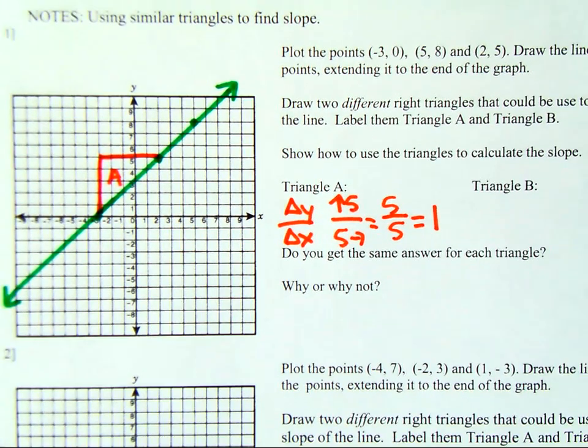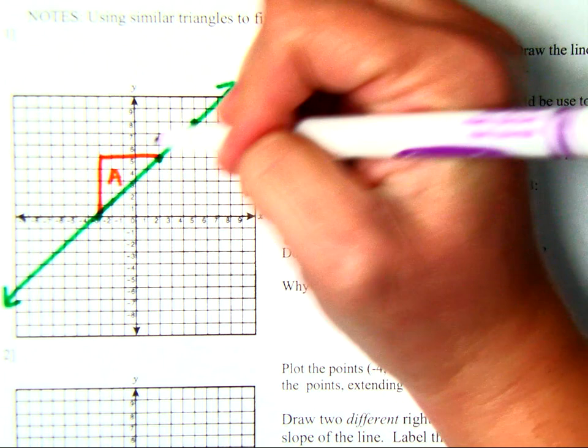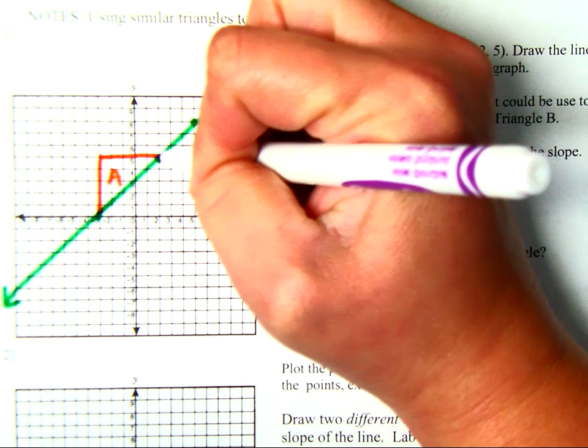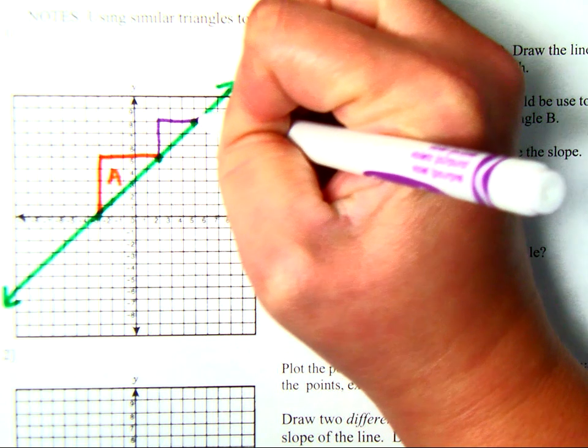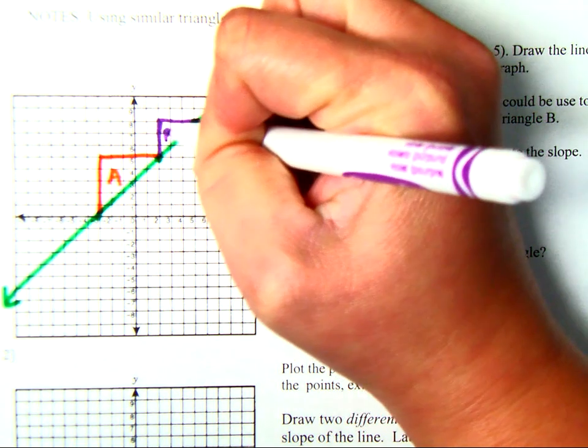Okay, so now I'm going to draw another triangle. Let's use a different color. So I'm going to connect this dot to this second dot. So this triangle looks a lot smaller.